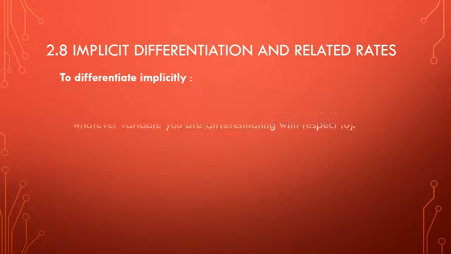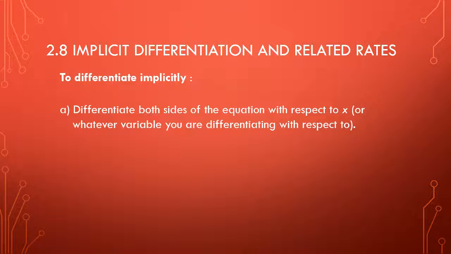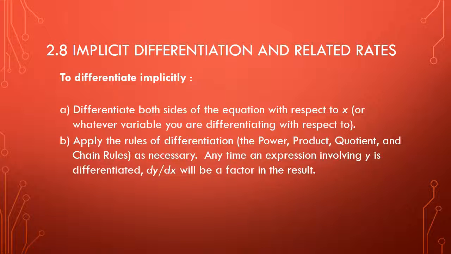To differentiate implicitly, you're going to differentiate or take the derivative of both sides of the equation with respect to x, or whatever variable you're supposed to be taking the derivative with respect to. Then you'll use the rules of differentiation. Use the power rule when necessary, the product, the quotient, and the chain rules, whatever you need. Anytime you take the derivative of an expression involving y, or a variable other than the one on the bottom, like if we're doing dy/dx, if the derivative has anything but an x in it, then you have to write dy/dx after that. You'll see how that works.